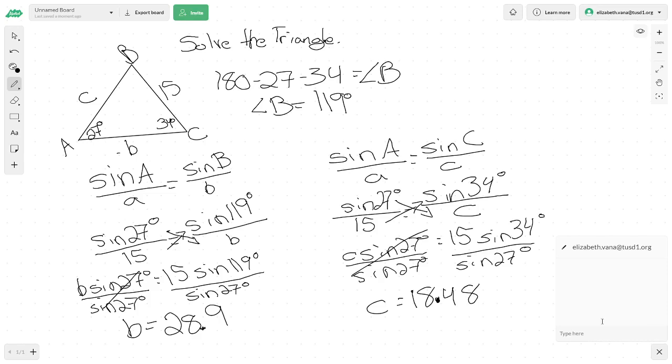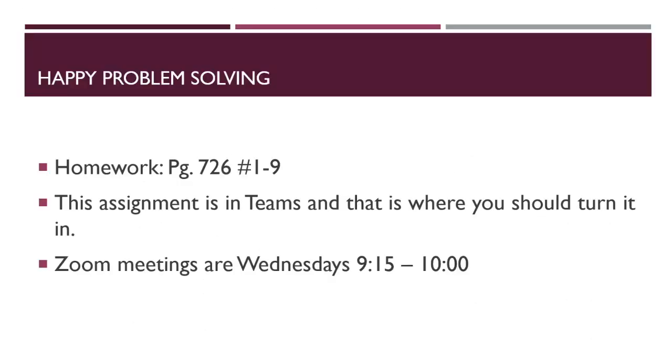Alright, so we needed the third angle. We found that over here. And we needed the two sides, B and C. And we found both of those. That's all we have today.